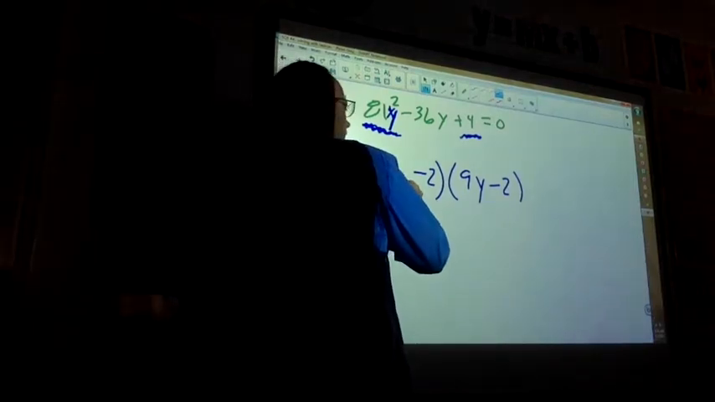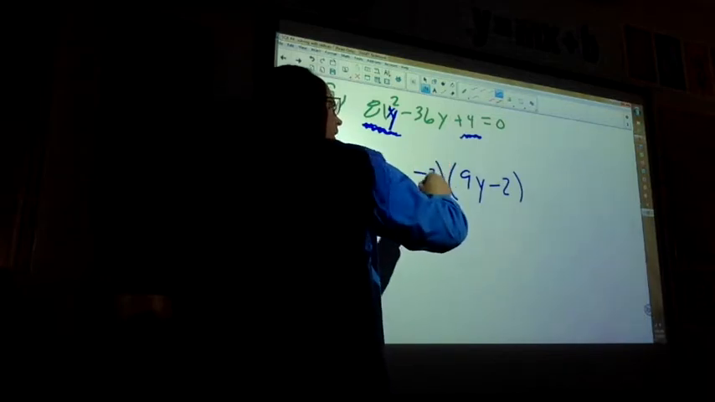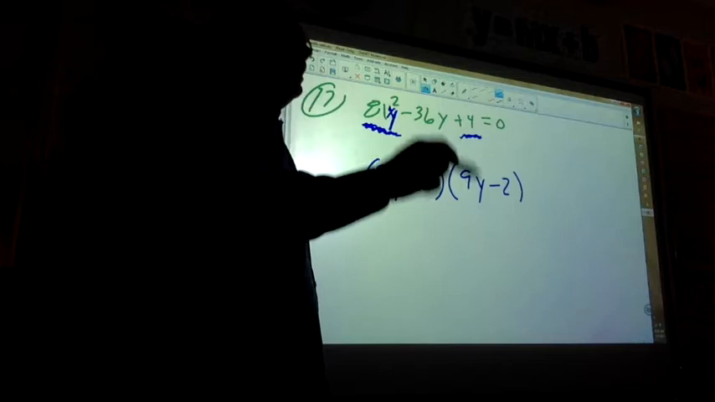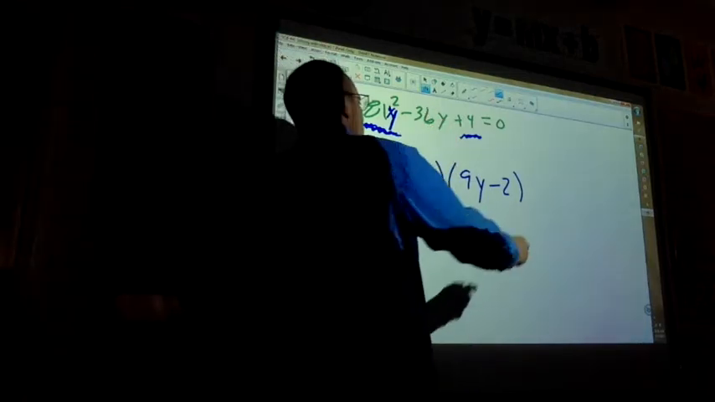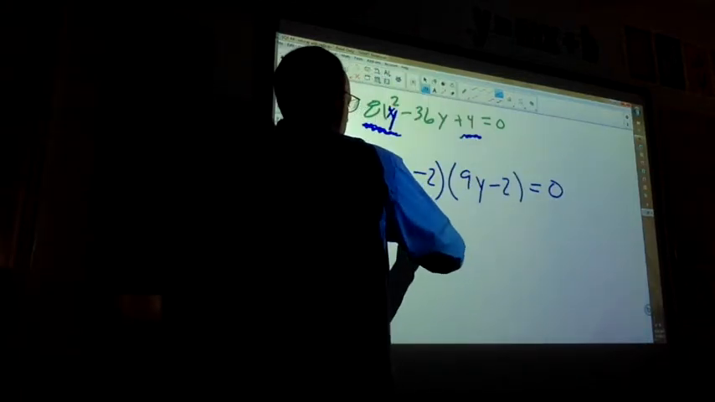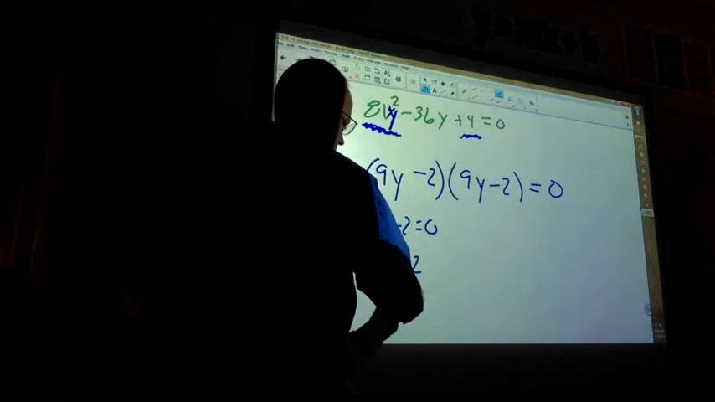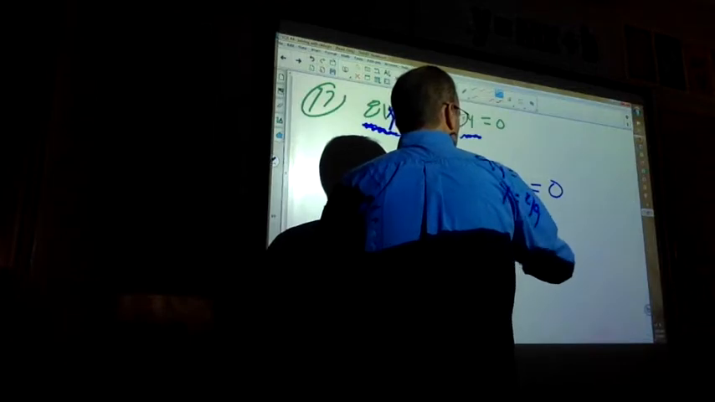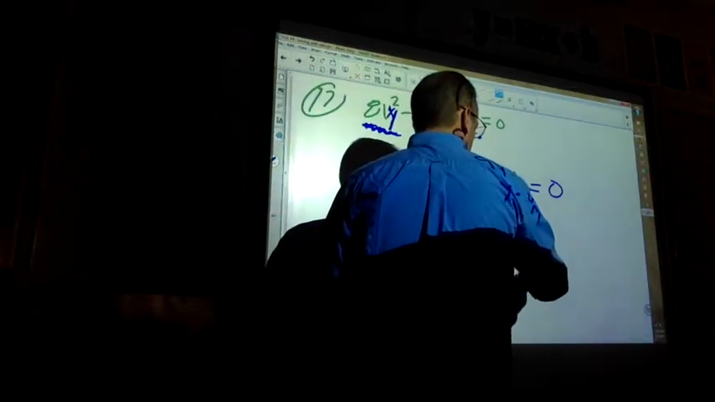If I were to multiply outside, I get 9y times negative 2 is negative 18. Negative 2 times 9y is negative 18. Negative 18y and negative 18y added together to give me this. So this one did work out. This is equal to 0, so you have 9y minus 2 equals 0. Add 2, divide by 9. And if I did the same thing here, this is the exact same thing, yes? So I get y is equal to 2 over 9 as well.